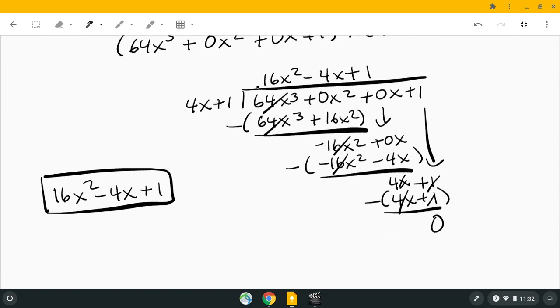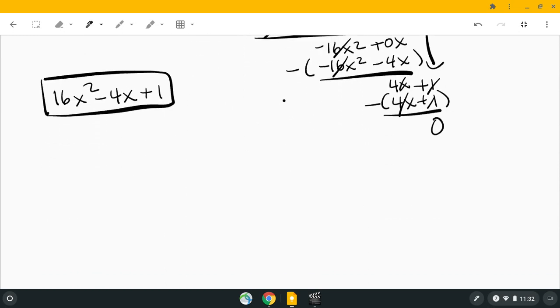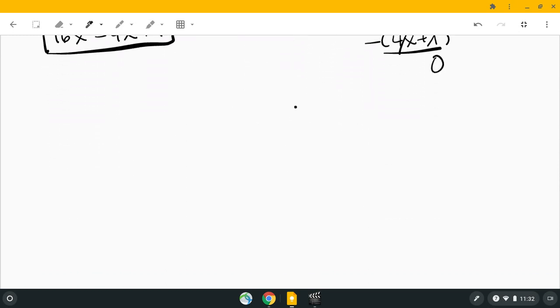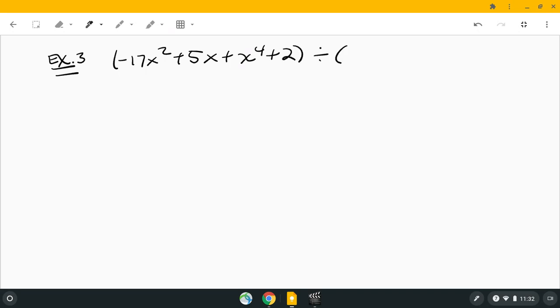Okay, and we'll do one more example, and that'll be it. Okay, let's take a look here. Suppose that we have this one, negative 17x squared plus 5x plus x to the 4th plus 2 divided by x squared minus 1 plus 4x. Okay, so let's go ahead and rewrite these so that they're in order.